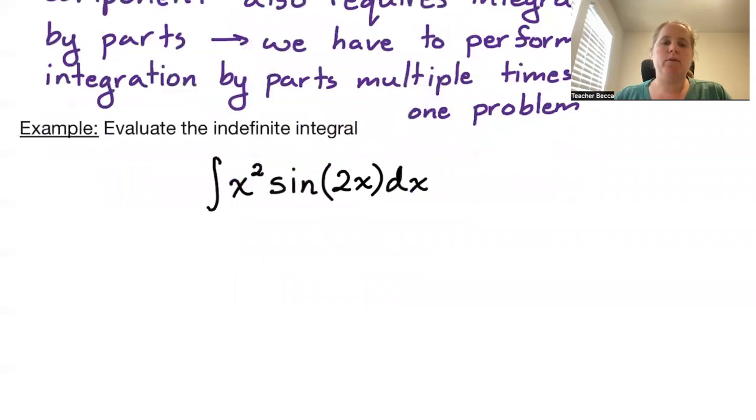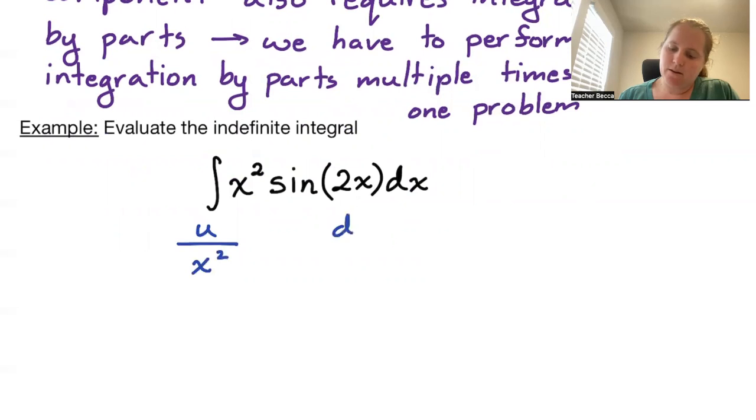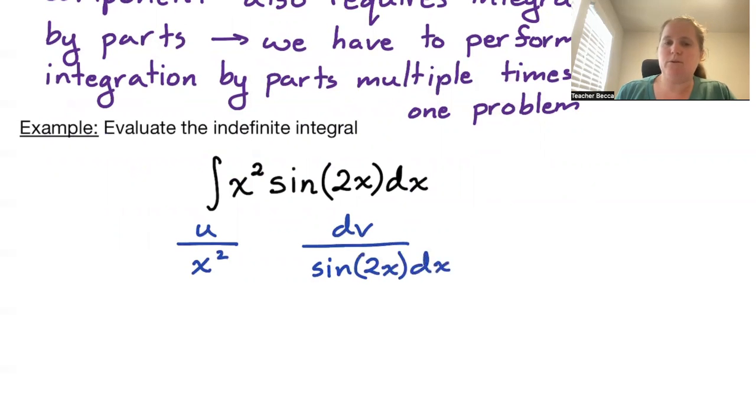So for example, let's go ahead and evaluate the indefinite integral, which is the integral of x squared times sine of 2x dx. So we have a product that x squared will simplify as we differentiate. So let's take our u to be x squared and our dv to be sine of 2x. You can write the dx or skip it however you like.